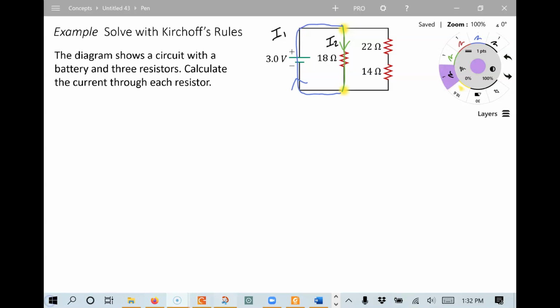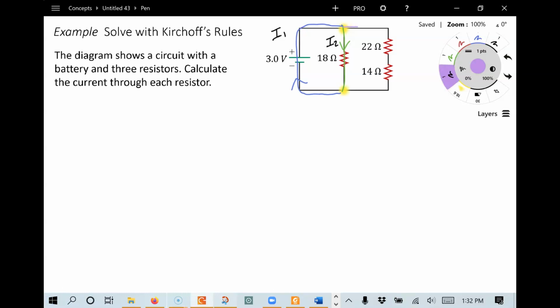I2. And finally, at the top junction, we have another split, so this current is going to come around this direction, and I've got it going in that direction. I'm going to give it the name I3. Now, I chose the directions of those currents. It's up to me to pick. I picked the right directions because I can see the way the battery is going to cause it to flow.